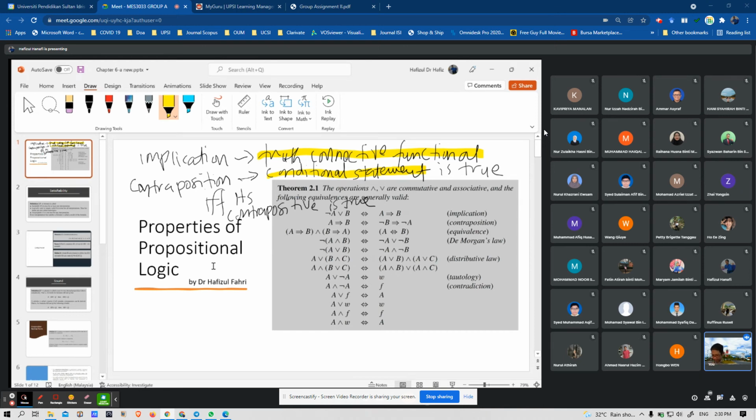This one is equivalences. This one is the symbol of equivalence, specifically between two statements or sentences in propositional logic or Boolean algebra.